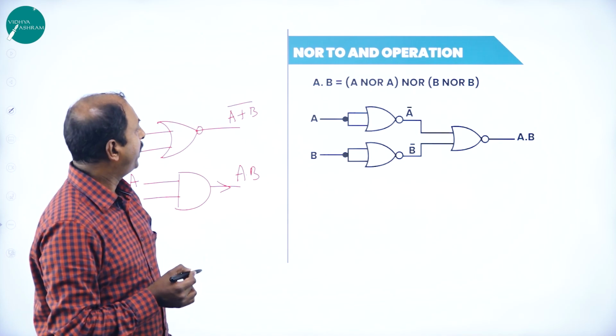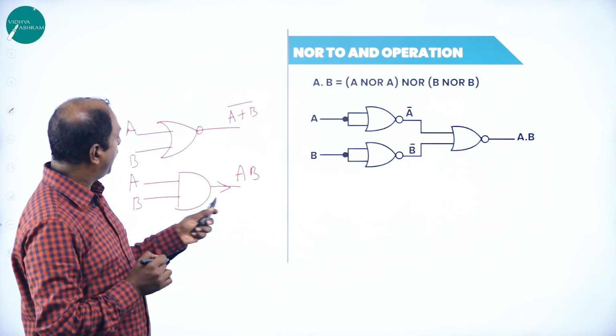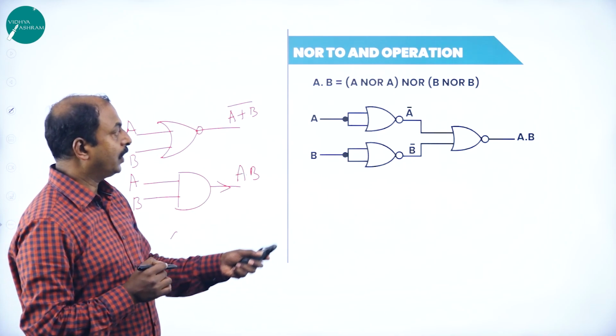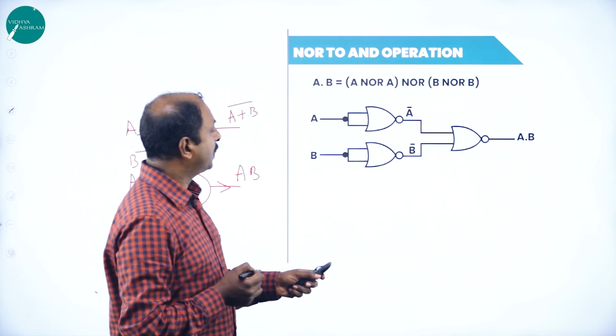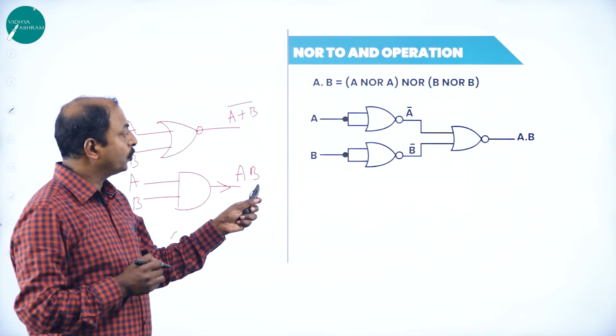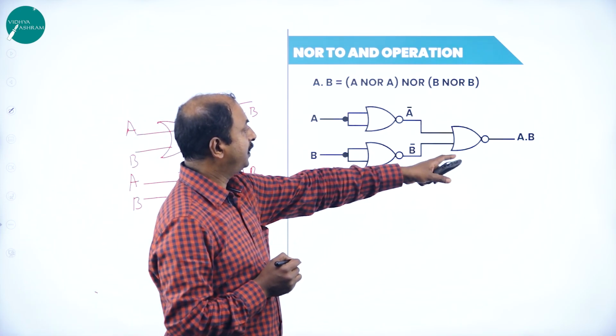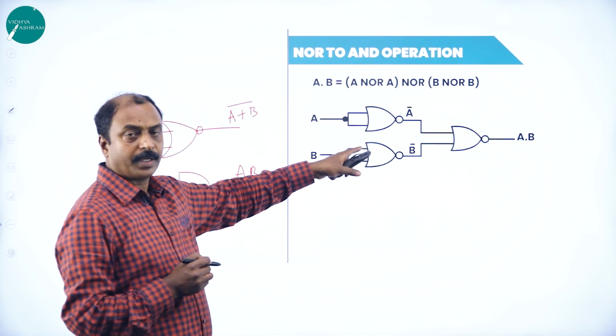So now with the help of NOR gate we have to get the result of AND gate, that is A and B. Now look at the circuit here. Because in this example there are two inputs here, this gate will be having two separate inputs.